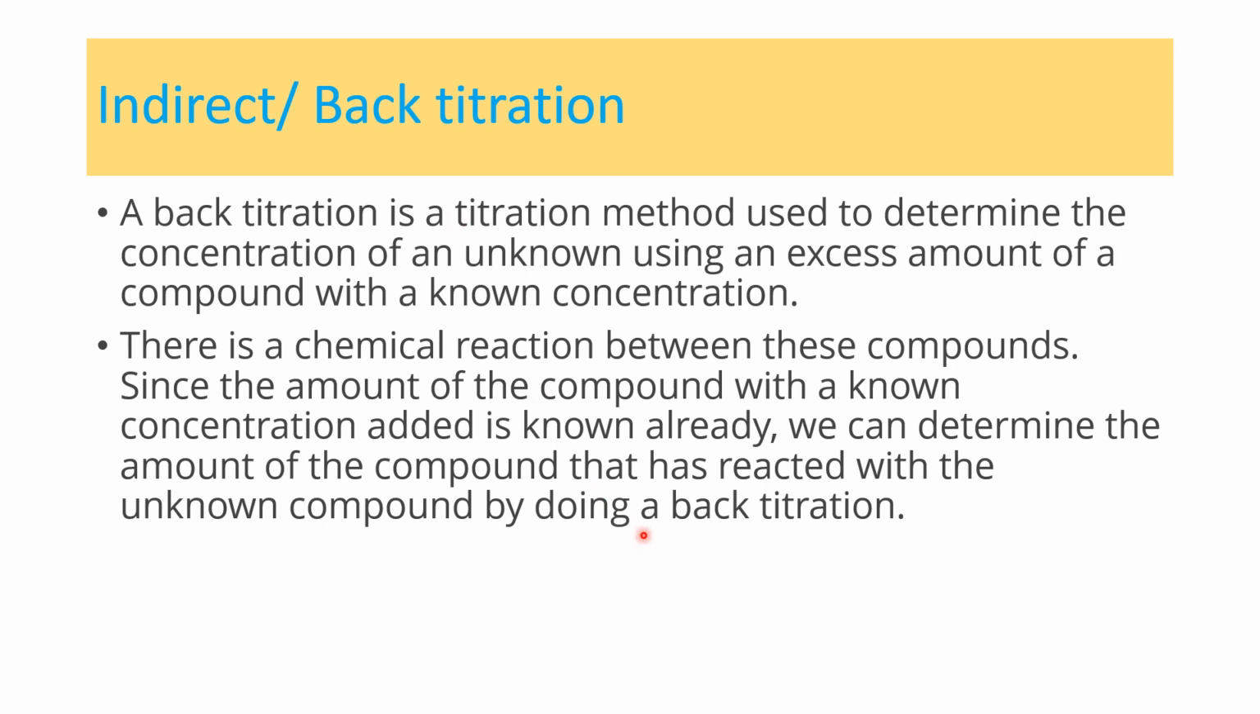Now I'll just read out for you and then I'll explain you. A back titration is a titration method used to determine the concentration of an unknown using an excess amount of a compound with a known concentration. There is a chemical reaction between these compounds. Since the amount of the compound with a known concentration that is added is already known, we can determine the amount of compound that has reacted with the unknown compound by doing back titration. Okay, so I'll explain you what is this.